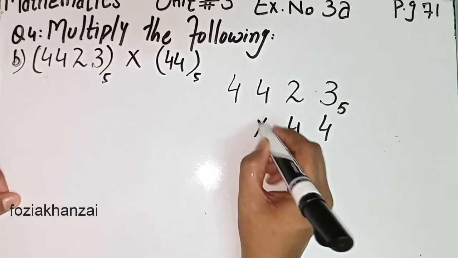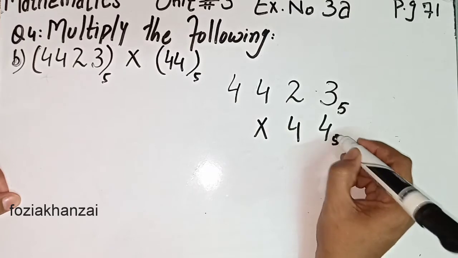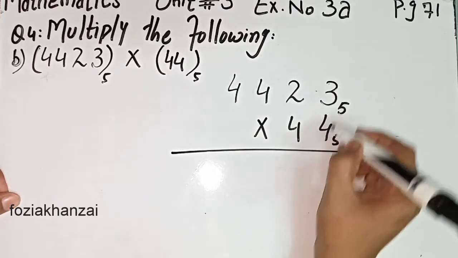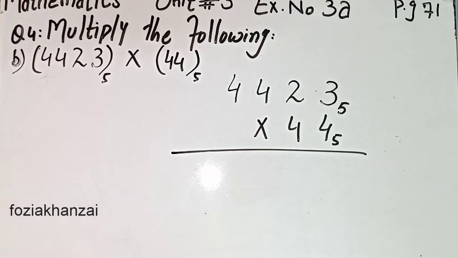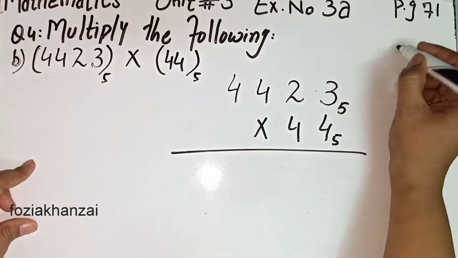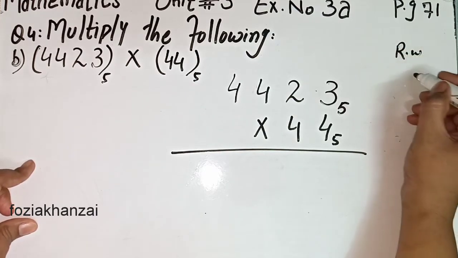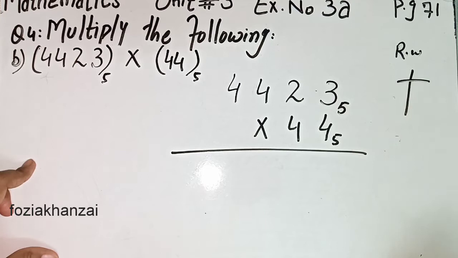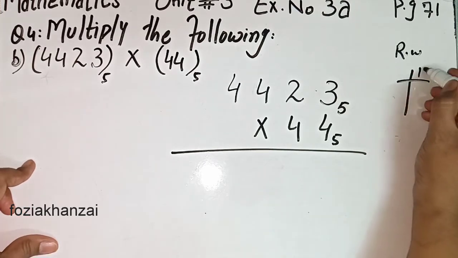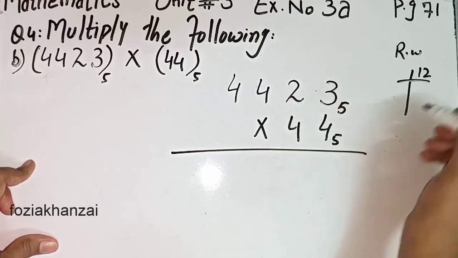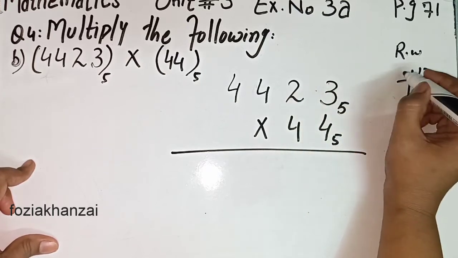Now in this question we have 2 steps. First we simply multiply. 4 3s are 12. 12 is greater than 5, so we convert into base 5 system.